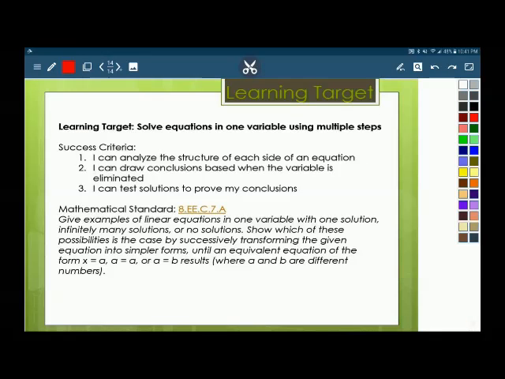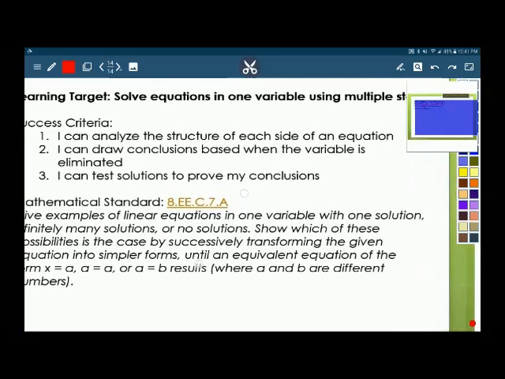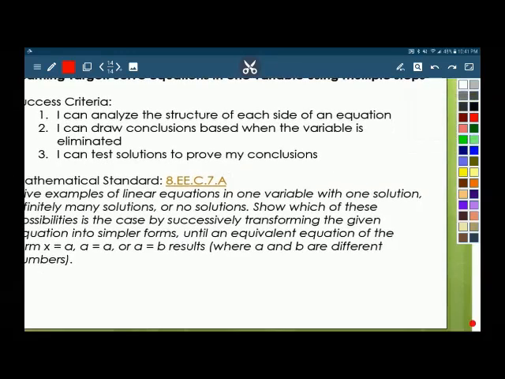All right, that concludes our third lesson with solving equations in one variable using multiple steps. We did a lot of analyzation about the structure of each side of an equation. We drew conclusions based on when the variable was eliminated, and we even tested solutions. We did that in example 3. We tested solutions so that we could see just how many solutions there were, or why we would say infinitely many versus none or one.